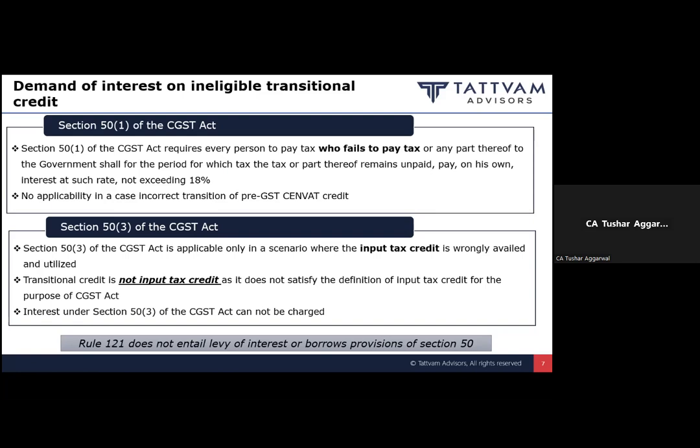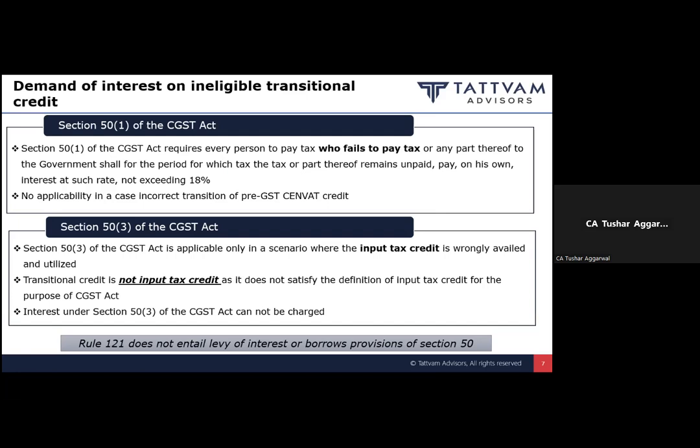Even this section 50 subsection 3 has been retrospectively amended, and it has been made crystal clear that interest will be leviable only in a situation where input tax credit is wrongly availed and utilized. So we have section 50 subsection 1, we have section 50 subsection 3. What do we discuss now? What is input tax credit? Input tax credit is the credit of the CGST, SGST, IGST, which I have taken in the GST regime. Transitional credit is not input tax credit. It does not satisfy the definition of ITC for the purpose of the CGST Act.